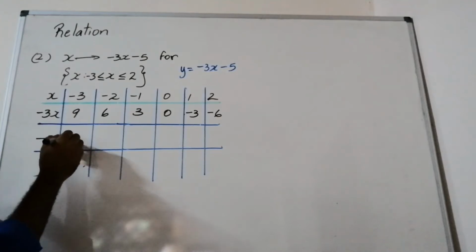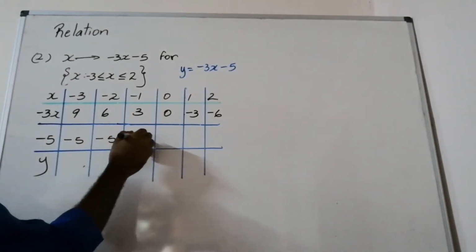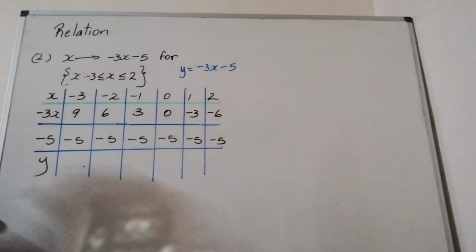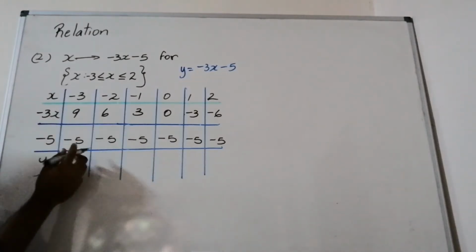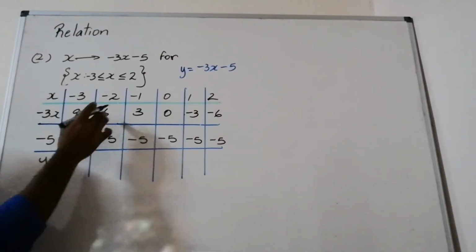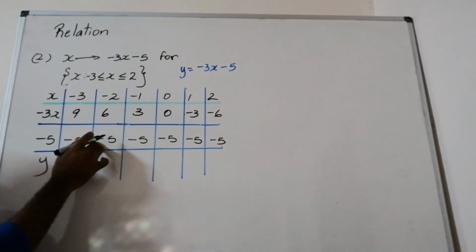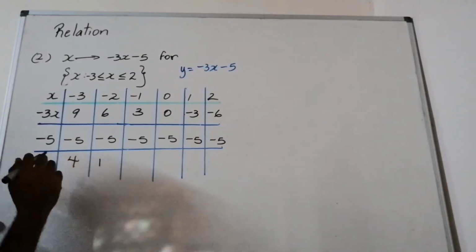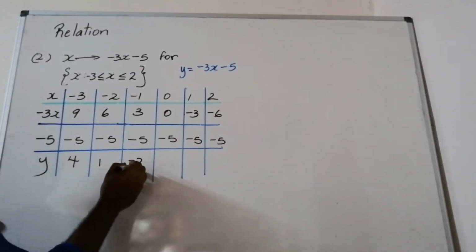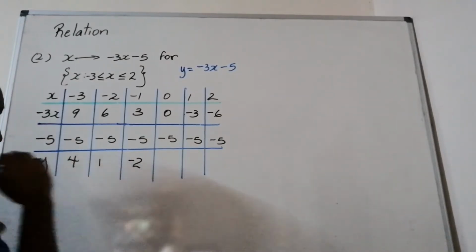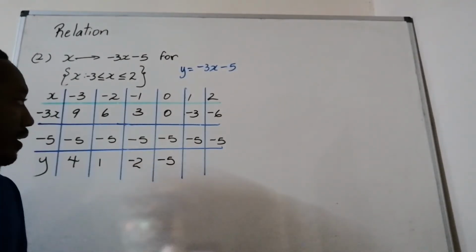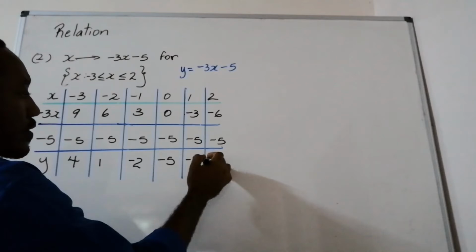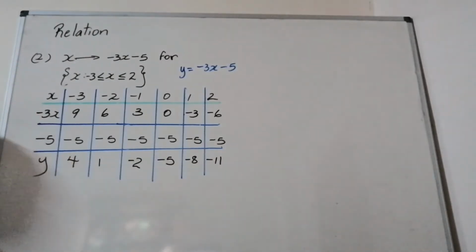Alright? So we multiplied all our x values by -3. And then we subtract 5. And since this is a constant, that goes right throughout. So we have 9 take 5, which is 4. 6 take 5, which is 1. 3 take 5, which is -2. 0 take 5, which is -5. -3 take 5, which is -8. And negative 6 take 5 gives us negative 11. So we have our values.